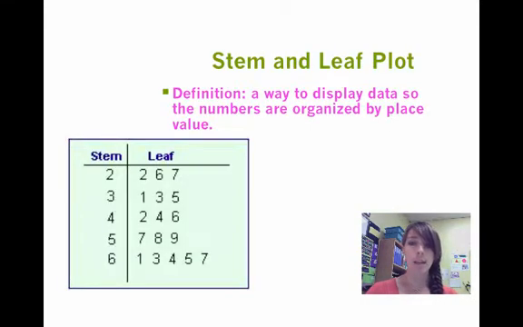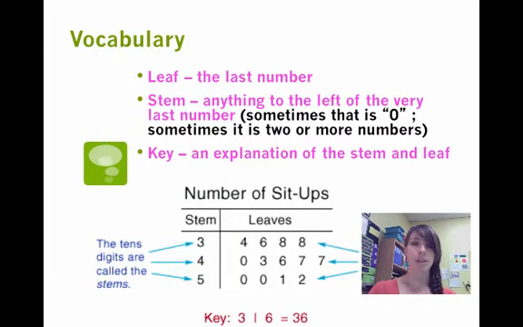So a stem and leaf plot is a way to display data so that the numbers are organized by place value. You're always going to have numbers that have 2 digits in some way, shape, or form. It might be 1 digit before the decimal and 1 digit after the decimal, but there's always going to be 2 digits. And then you split the numbers into stems and leaves. So here's how it works. The leaf is the last number.